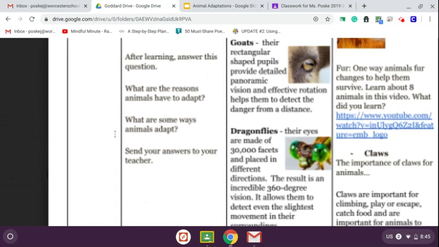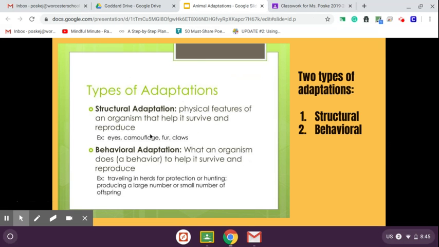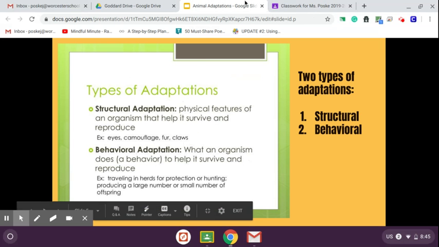And here are the questions. What are the reasons animals have to adapt? So, why do animals have to adapt? Okay, they have to adapt for food, protection, and survival. What are some ways animals adapt? Well, the video showed us a lot of ways. They can adapt by having some of these examples, or they can adapt by some things that you learned in the video.